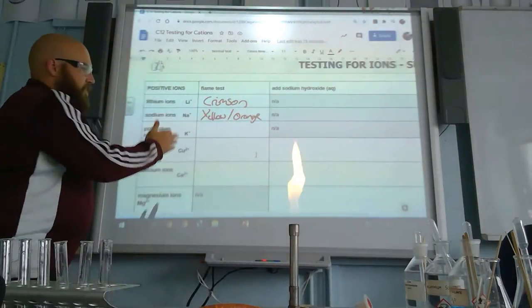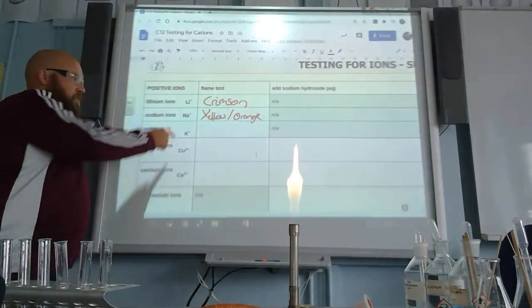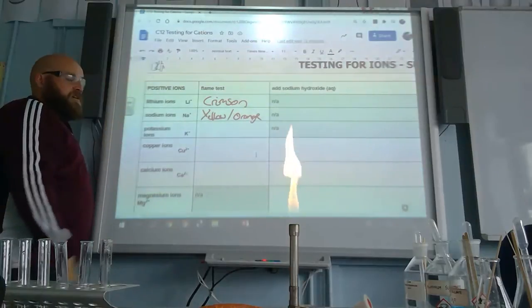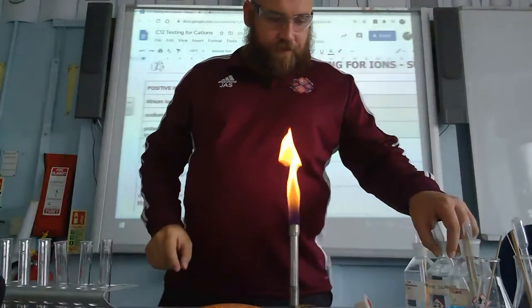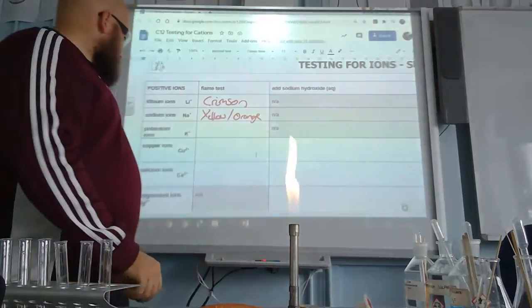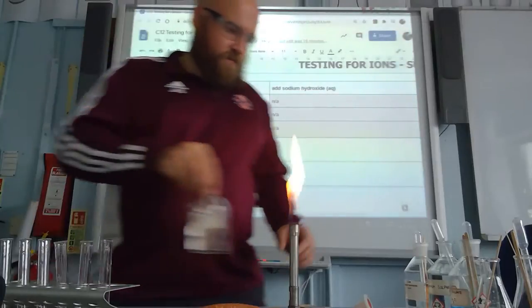Potassium ions, and you notice the first three are all in group one of the periodic table. How can I tell? Well, they've all lost one electron to become a single positive charge. So we're going to look at potassium. So I've got my potassium over here.